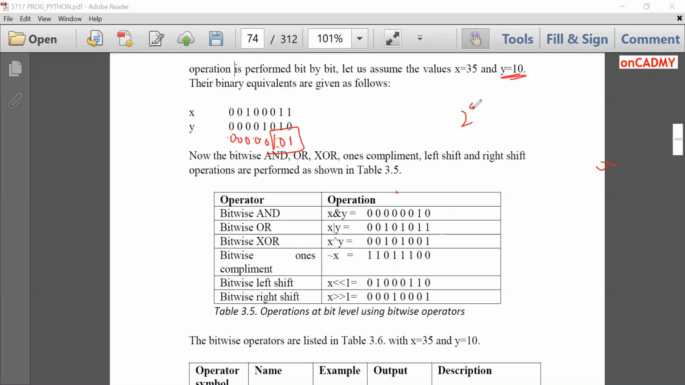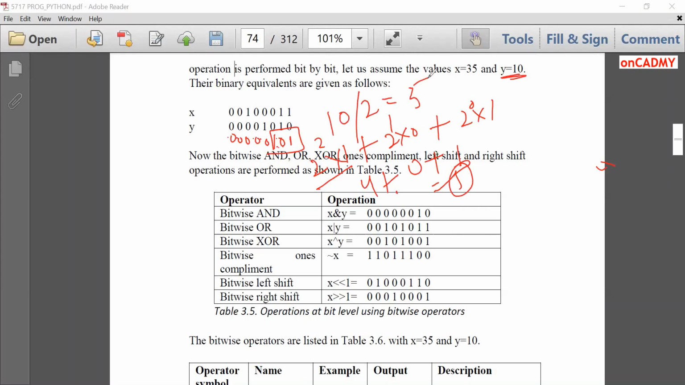This is equivalent to 2 raised to power 2 into 1, 2 raised to power 1 into 0, plus 2 raised to power 0 into 1. This is 4 plus 0 plus 1, which is 5. Now we got 10 divided by 2 is equal to 5. That means if we shift one bit to the right, then the actual number will become divided by 2. And if we left shift the bit by 1, then this number will become a multiple of 2, that is multiplied by 2. 35 into 2, 70, and 10 divided by 2, that became 5.